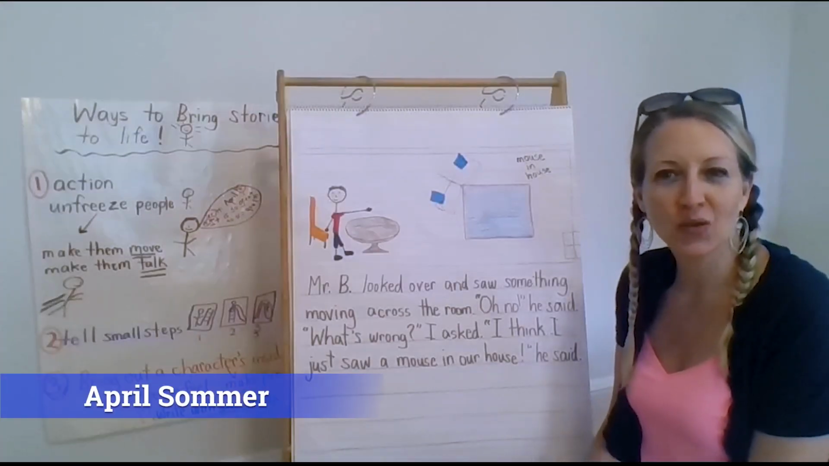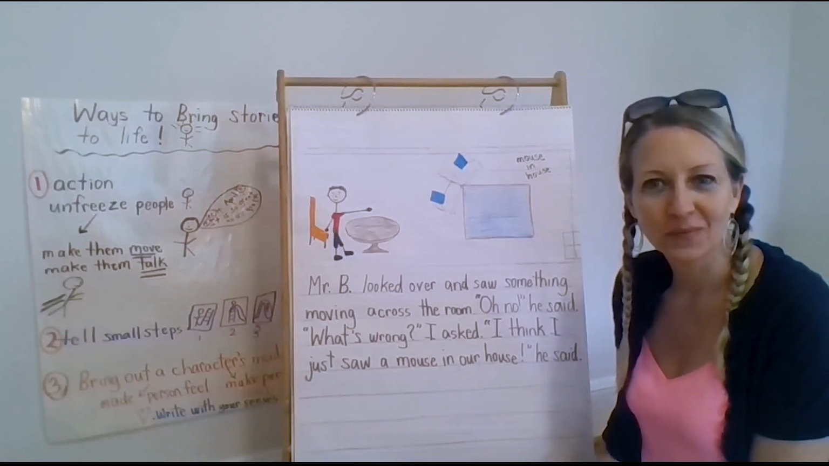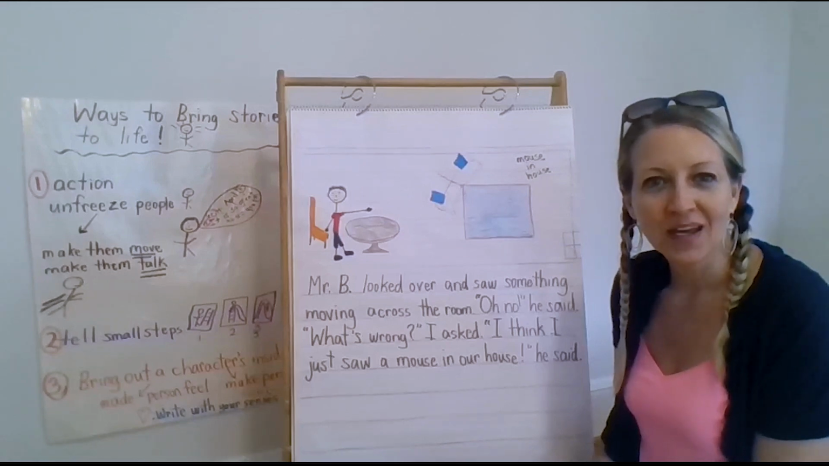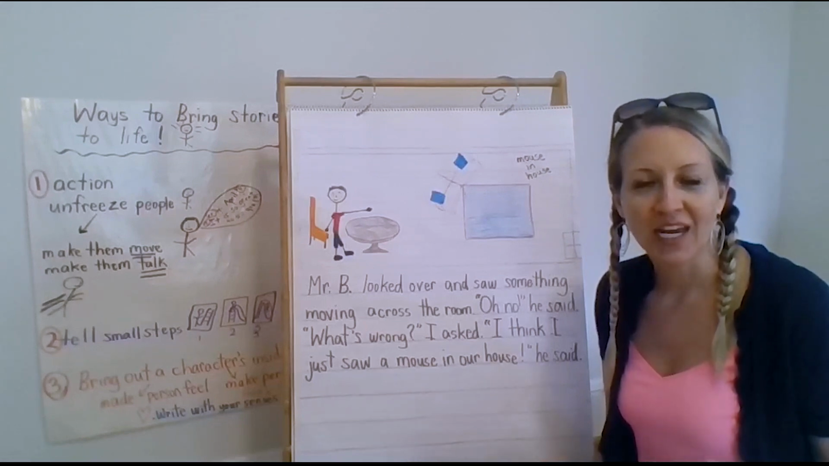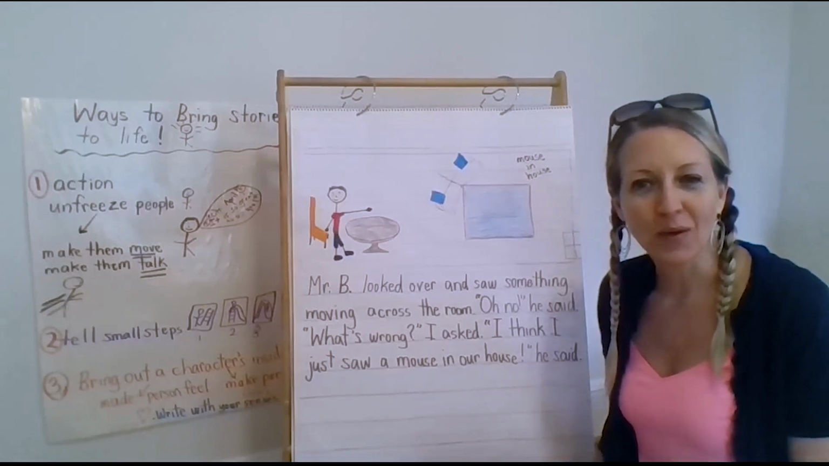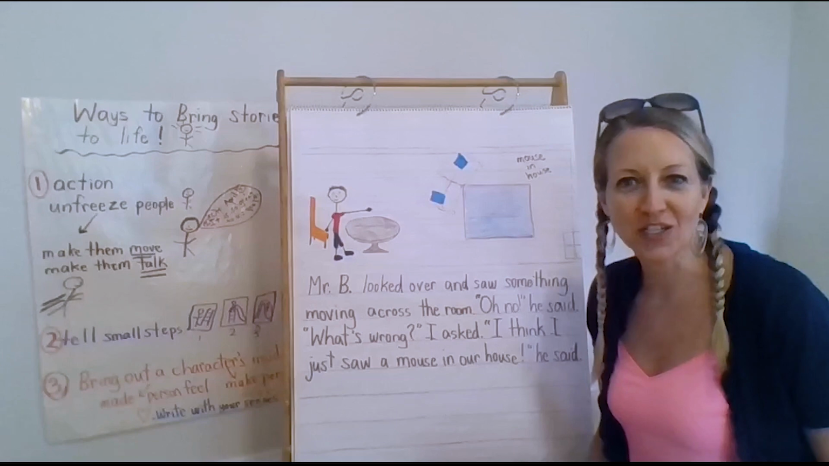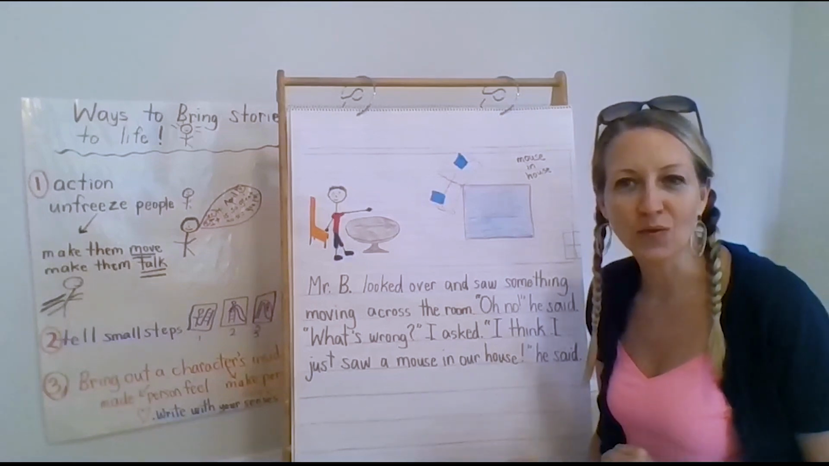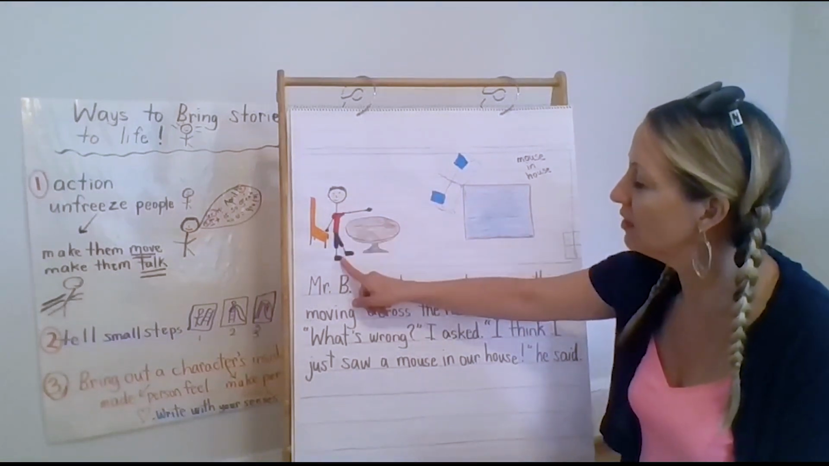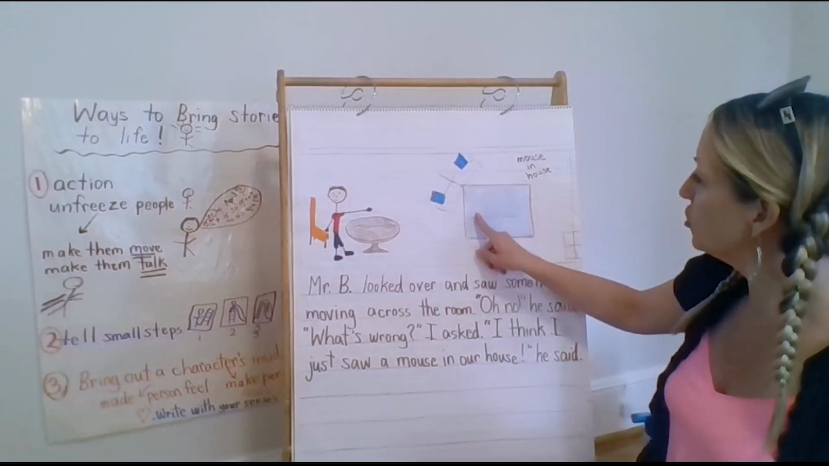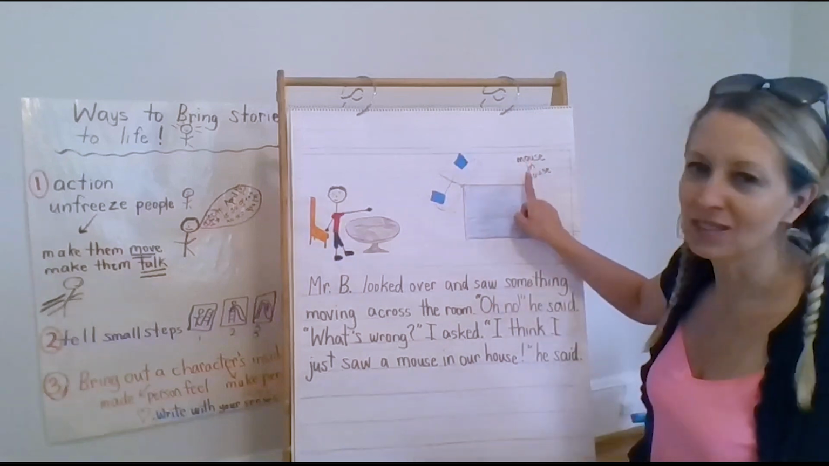Today I'm going to show you how to elaborate or tell more about your story once you've written it. Remember, last time I thought of something that happened to me and I wrote my words and I drew my picture. Well, I went back and I added more to my illustration. Adding more to your illustration is a great tool to help you add words. So I added a chair and a table. I colored in Mr. B. I added a couch and a blue rug. And if you remember, my story was about a mouse in my house.